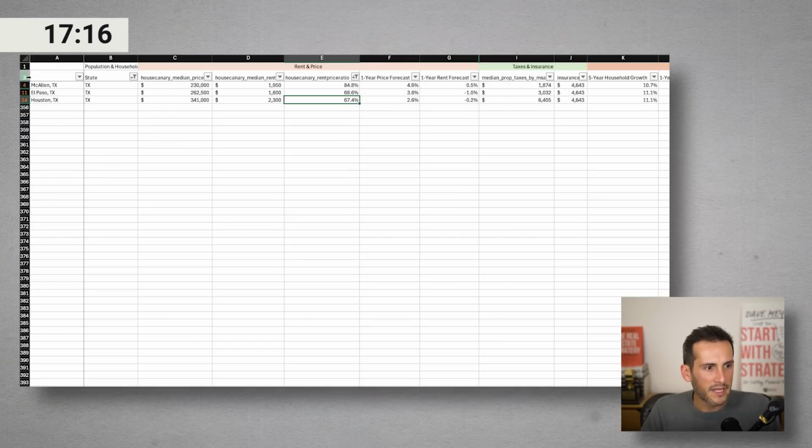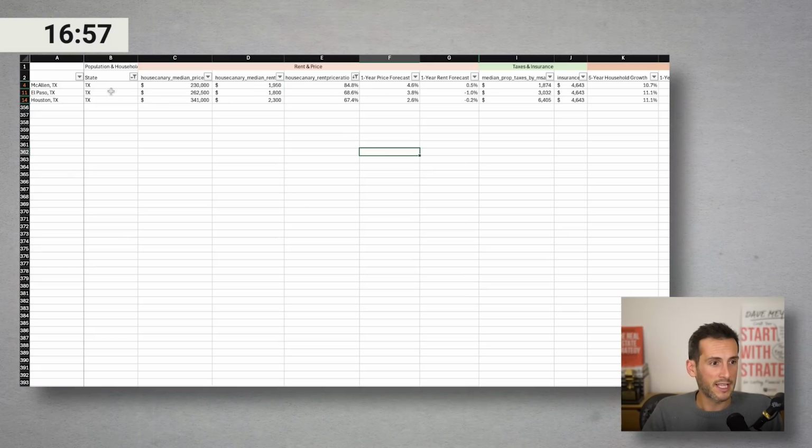And so now we just have McAllen, Texas, El Paso, Texas, and Houston, Texas. And I'm going to look at a couple things here to decide which. I'll probably look at 1 or 2 markets here. So first thing I like about McAllen is the price point. At $230 and this really high rent to price ratio, we're probably going to be able to find cash flow. So I like the idea of this. Same thing with El Paso. These rent to price ratios are a bit lower, but with this price point, I think it's still possible.